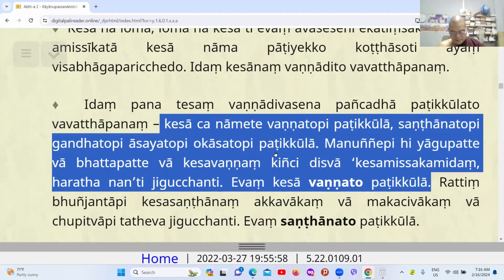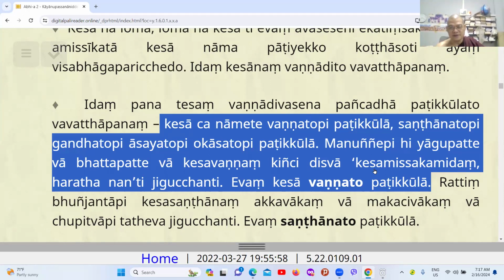Yagupate, badapate, kesamida, kesavana. So if the hair falls into the yagu, the gruel, or if the hair falls into the bowl of rice, you see any color of the kesa. Kesa mida, kesa miska, this kesa mixing with the food. Head hair.